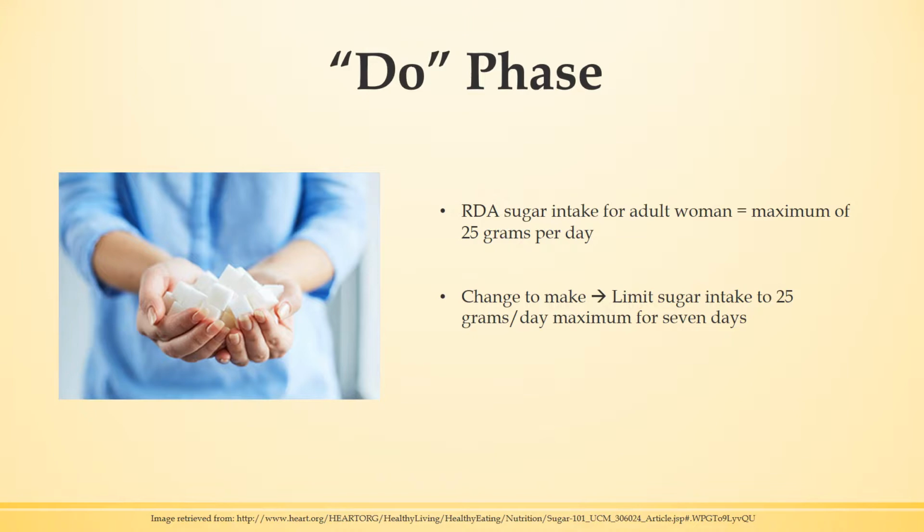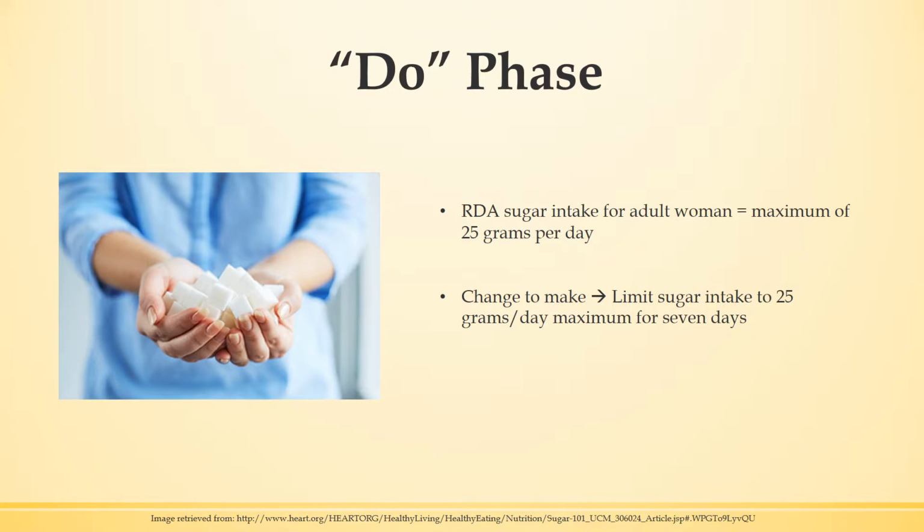Following that pre-intervention 7-day period, I decided I was going to start the do phase. I found out after looking on the American Heart Association website that the recommended daily allowance of sugar intake for an adult woman is a maximum of 25 grams. Just by looking at different nutrition labels, I could already tell that that was far less than what I was typically ingesting, especially over the course of the last 6 months with holidays and just my typical habits as mentioned before.